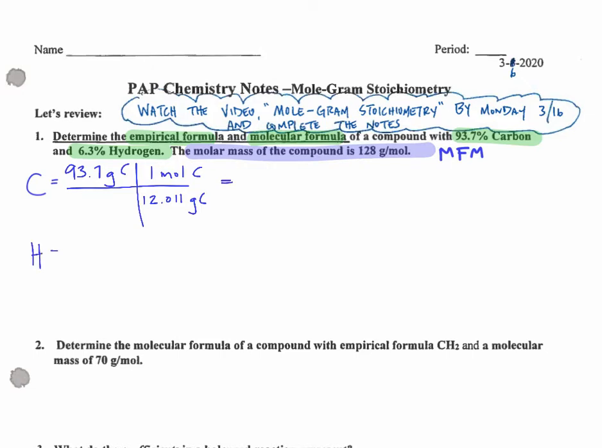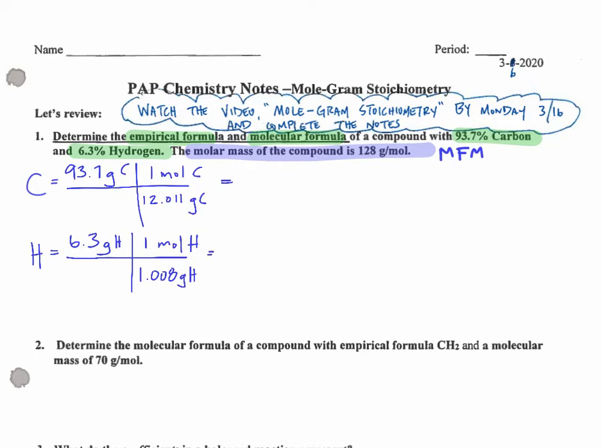For hydrogen, you've got 6.3% hydrogen, so that's 6.3 grams of hydrogen. And if at any point you know this stuff, you're welcome to try this on your own and then check your answers here after I get to that point. So 6.3 grams of hydrogen converts to moles of hydrogen by dividing by 1.008 grams of that substance, again found on the periodic table.